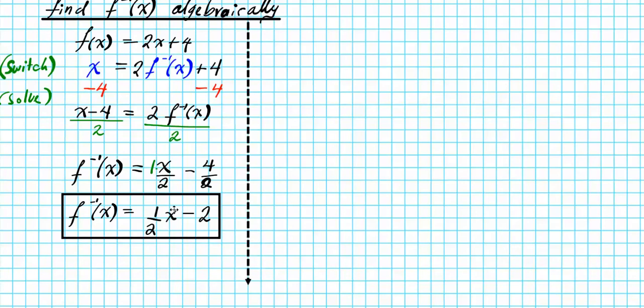Okay, so is our answer correct? The question asks us to verify the accuracy of our results by using the graphical approach. So what we're going to do is graph the function and its inverse and see if we can verify that these two functions are in fact inverses of one another. Okay, so let's color the function blue. So f of x equals 2x plus 4.